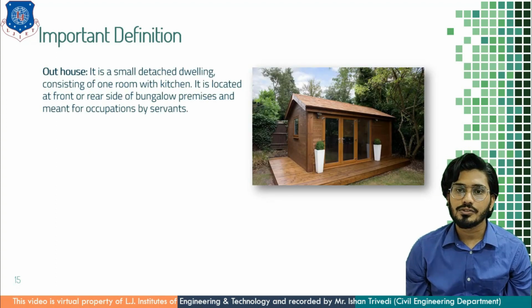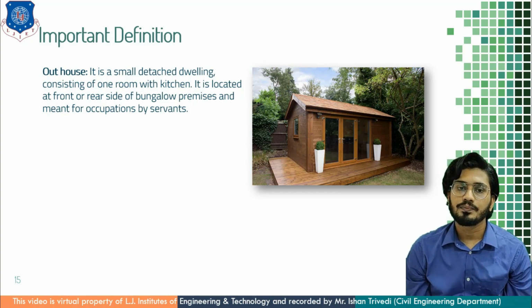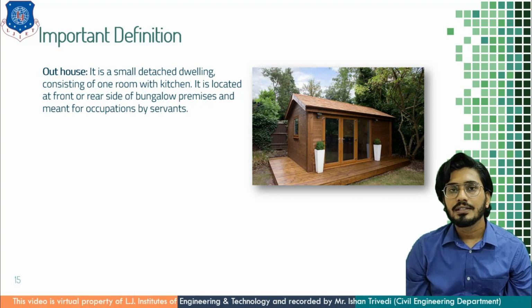Next is outhouse. Outhouse is a small detached dwelling unit consisting of one room with kitchen. It is located at front or rear side of a bungalow and it is meant for only servants. In a luxurious house, you can see there is separate access given for servants or security guards. This structure is called outhouse, where one room with kitchen is given for servants.